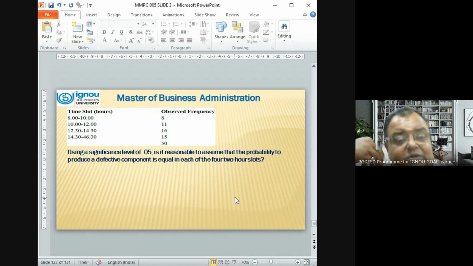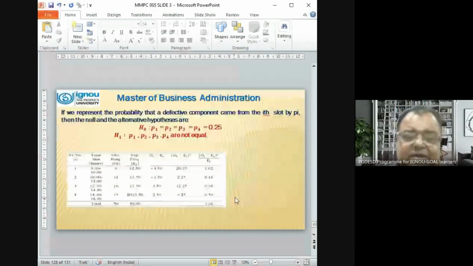Now here it comes. We have to calculate that there are 4 slots. See the change in the problem, but that is the solution. H0: P1 is equal to P2 is equal to P3 is equal to P4, and that is equal to 0.25. That means there are 4 slots and we are taking one at a time. 1 by 4 is 0.25.